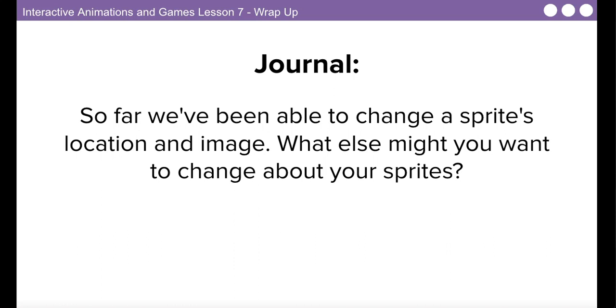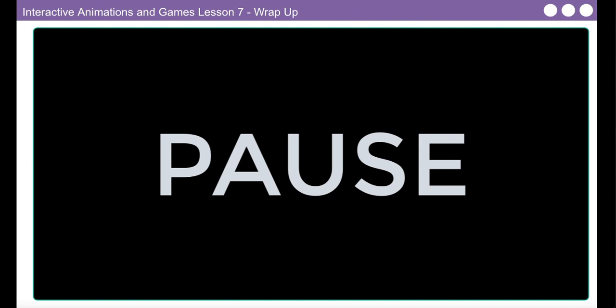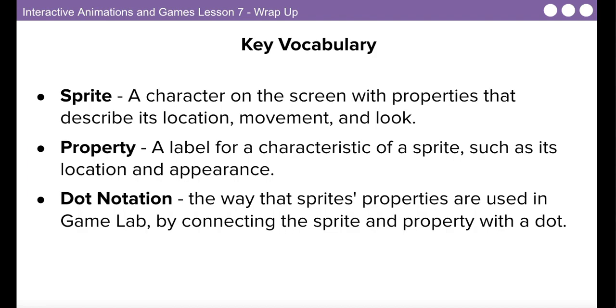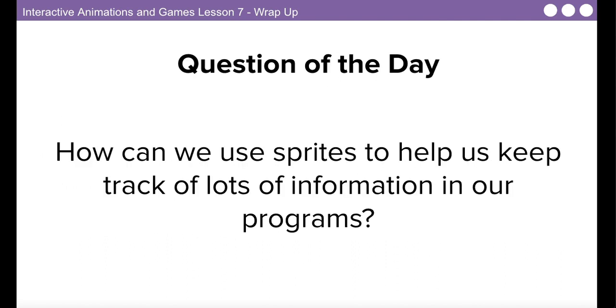So far, we've been able to change a sprite's location and image. What else might you want to change about your sprites? Pause the video so you can answer that in your journal, and I think you're also going to have to type the prompt, so pause it so you can do that. Don't forget to add your vocabulary for this lesson into your journal. And don't forget to answer the question of the day. How can we use sprites to help us keep track of lots of information in our programs?